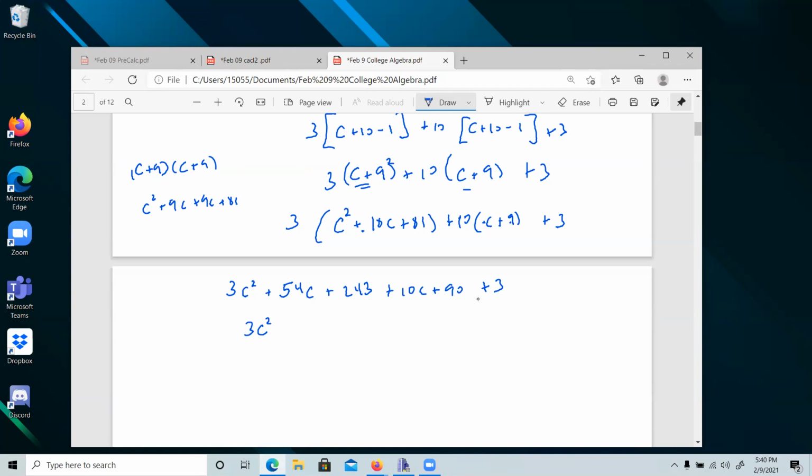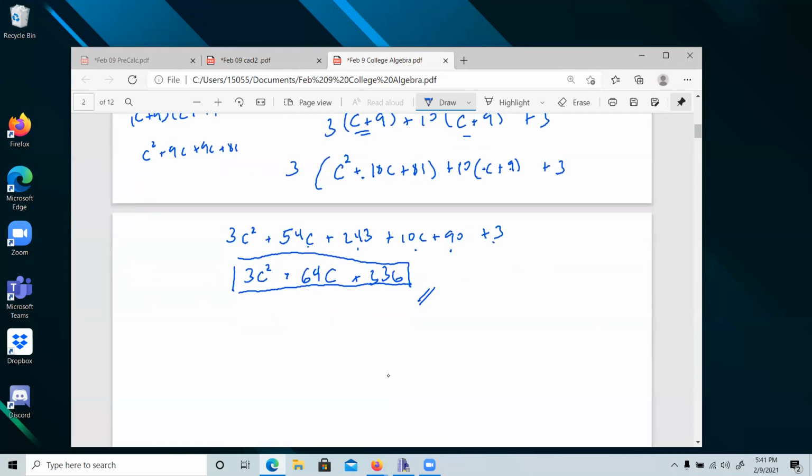We're going to get all our c squareds together. Okay, that was it. We're going to get all of our c's together. So I've got 54 c's here. I got 10 c's over here. So that's going to be plus 64, right? 54 plus 10. Now the hard spot, because we have 240 plus 90. So what is that? 333 plus 3. Okay, so that's our problem there. All right, so very good. Okay, so that's function notation.